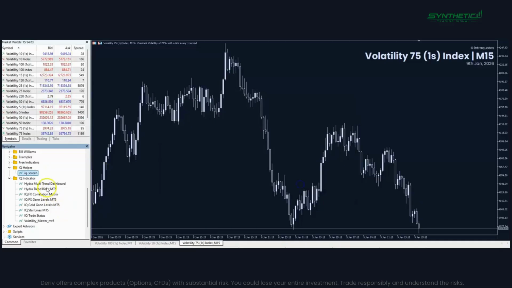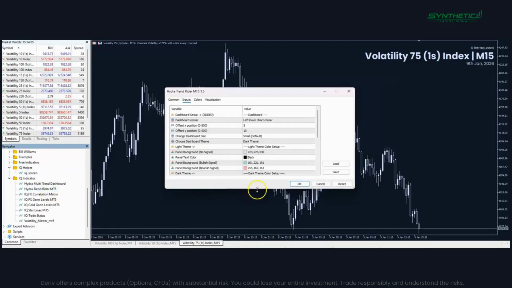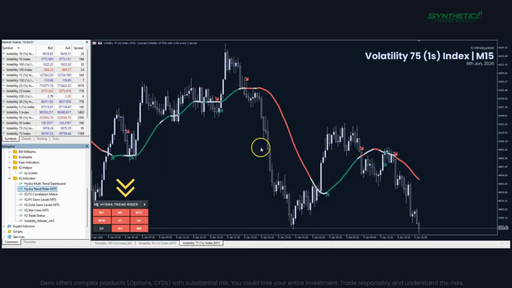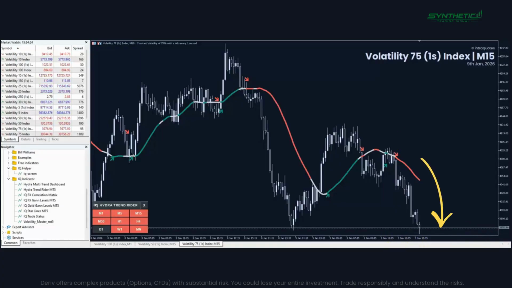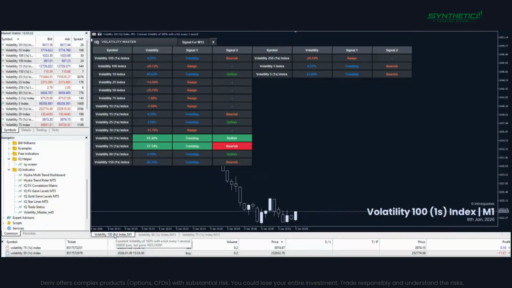Following the same process, I will apply the Hydra Trend Rider on this 15-minute chart. Here again, all the lower time frames are bearish, and the 15-minute chart confirms this with a bearish entry arrow signal. Perfect. The market is forming a series of lower lows, so I will now place a sell trade. Now, both the trades are active.